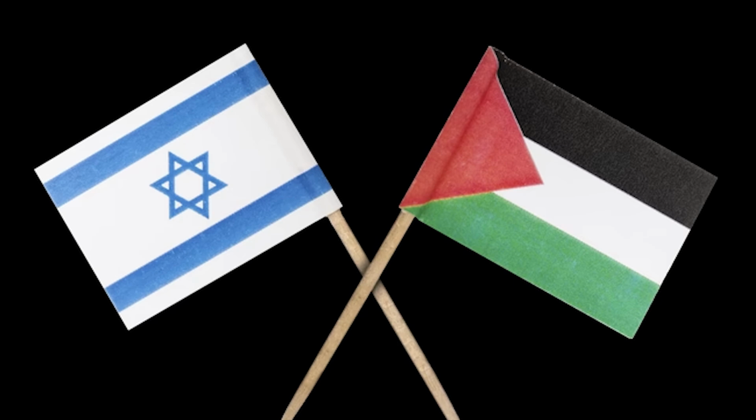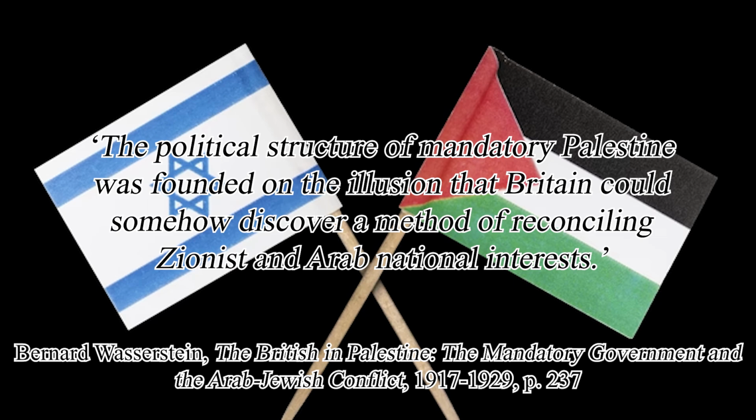He examines the irresolvable implementations carried out for the early part of the mandate. These complexities were faced by this administration, shaped by the ever-changing policies in order to create a cooperative, binational state for both communities. To quote, "The political structure of mandatory Palestine was founded on the illusion that Britain could somehow discover a method of reconciling Zionist and Arab national interests."